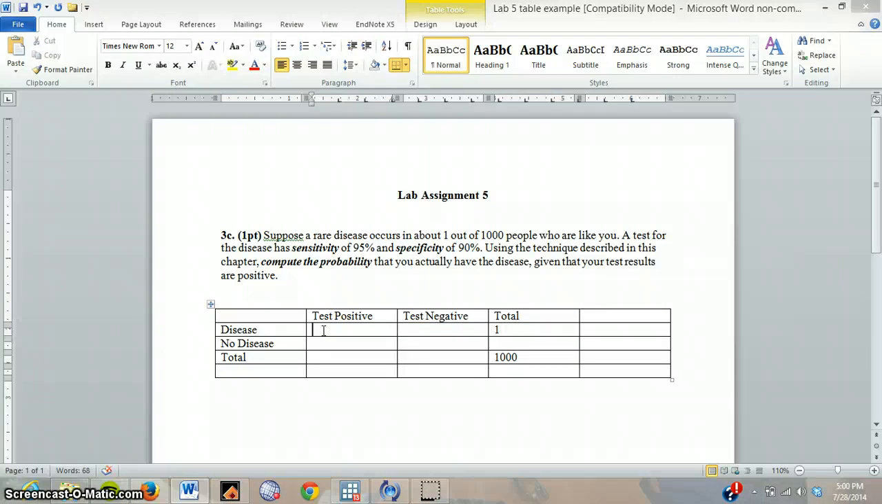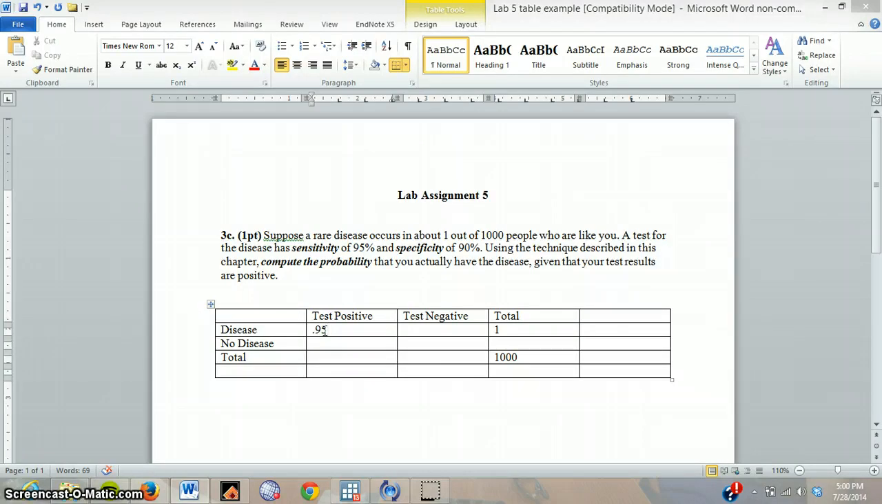Now, the sensitivity of this is 95%. And this is where it kind of gets a little tricky. But this actually means that 0.95 people out of 1,000 test positive and have the disease.